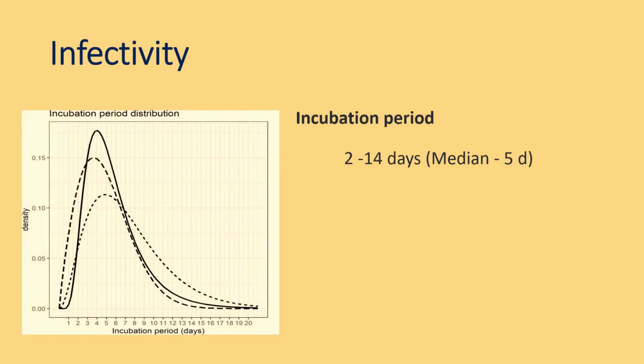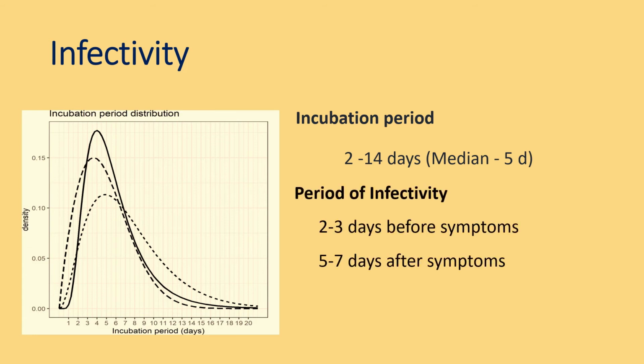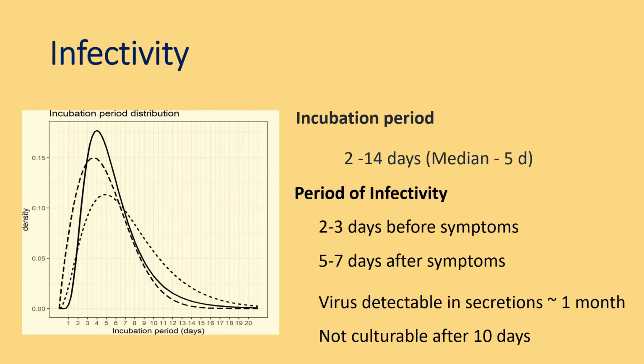The incubation period varies from 2 to 14 days with a median duration of 5 days. The period of infectivity varies between 2 to 3 days before symptom onset to 5 to 7 days after symptom onset. The virus is detectable in secretions for up to 1 month, however, it is not viable after 10 days of infection.